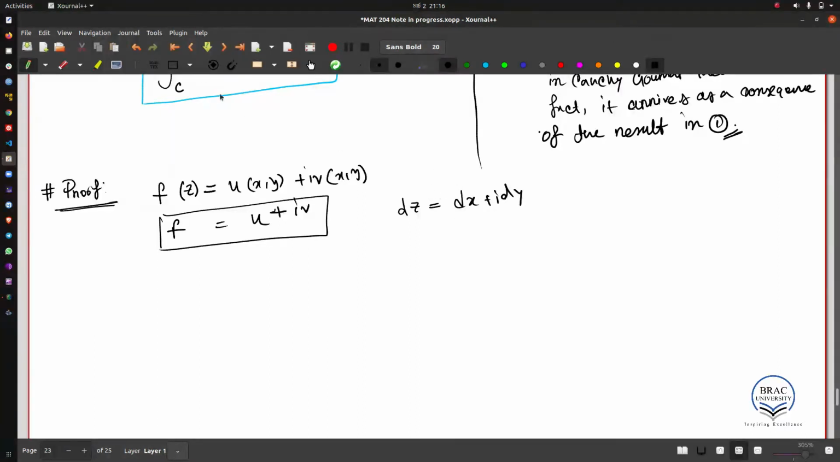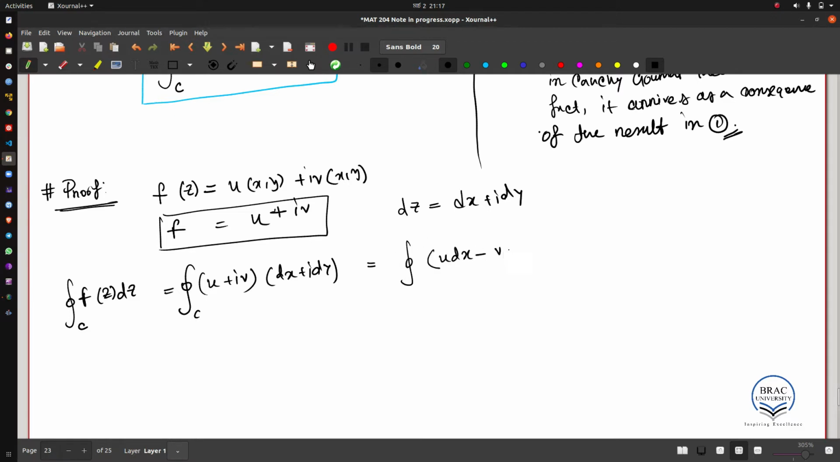And you just put those things into the contour integral itself. So this is the integral of f of z dz over some contour, and this is u plus iv times dx plus i dy. It's a closed contour integral. Notice that we are not using any parameterization, so I'm not using limits, I'm just using the contour integral itself. Okay, and if you distribute these things, the real part will have u dx minus v dy. Then the imaginary part of this integral would be u dy plus v dx.